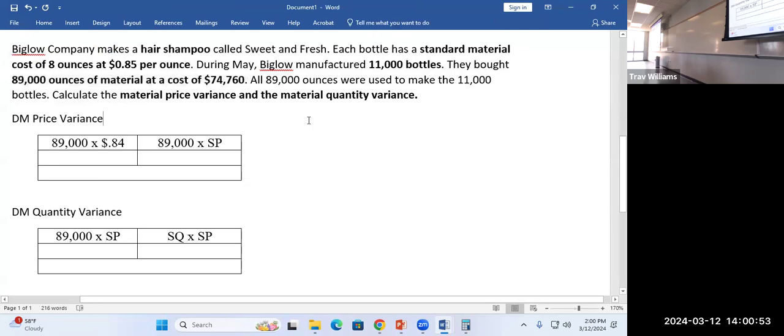Okay, what are we missing now? The standard price. Standard price, exactly, Alexandra. And what is the standard price for material?